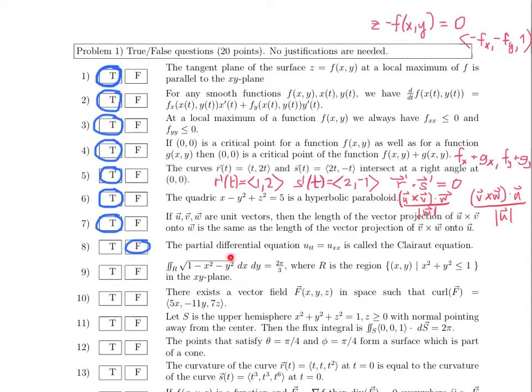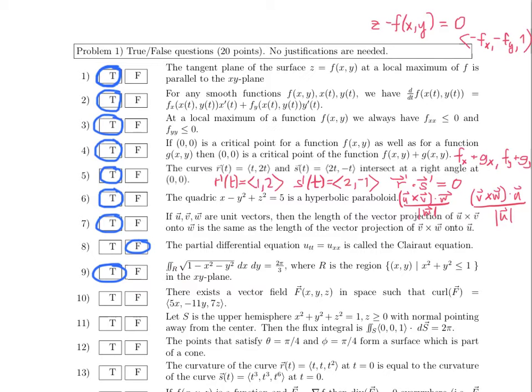Well, this function describes, we'll call it, the northern hemisphere of the unit sphere, and so what we're looking for is 1/2 times the volume of the unit sphere. The volume of a sphere is 4/3 pi r cubed, which is going to be 4/3 pi. 1/2 of that will be 2/3 pi, or 2 pi over 3, so this statement is true.